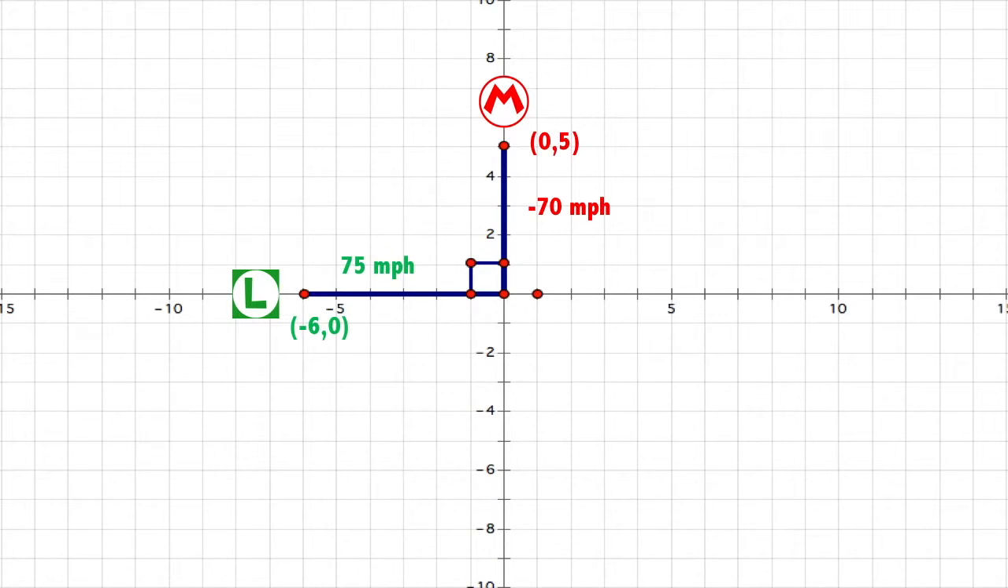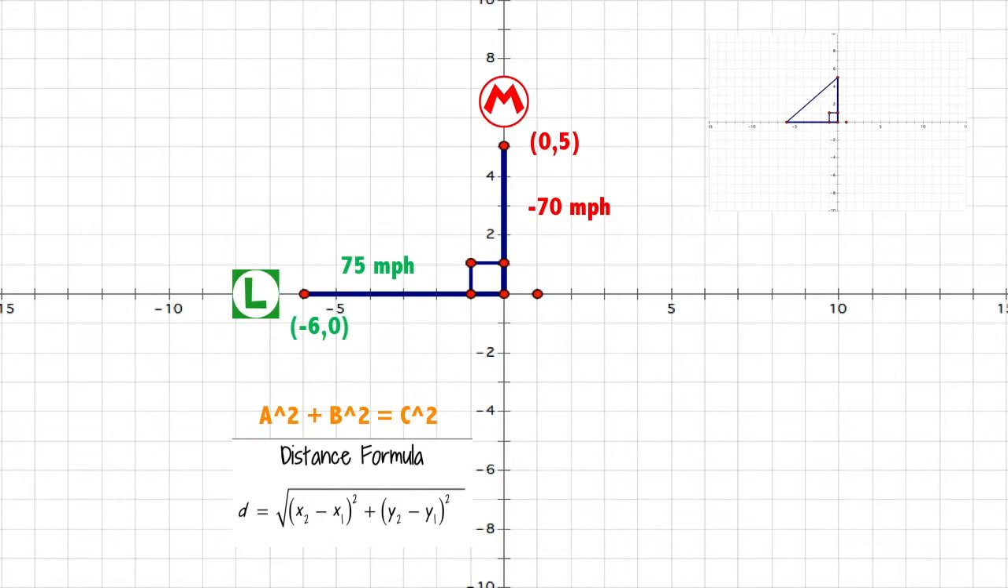Great! Now that we have what we know, let's see what relationships we can come up with in order to solve the problem. First, we should notice that we have a right triangle, which gives us a tremendous Pythagorean relationship to use. Now we can use our Pythagorean relationship to find the initial distance between Mario and Luigi. Notice that the Pythagorean theorem is also another form of the distance formula. Plug Luigi's coordinate position of -6 in for A, Mario's coordinate position of 5 for B, and find C.